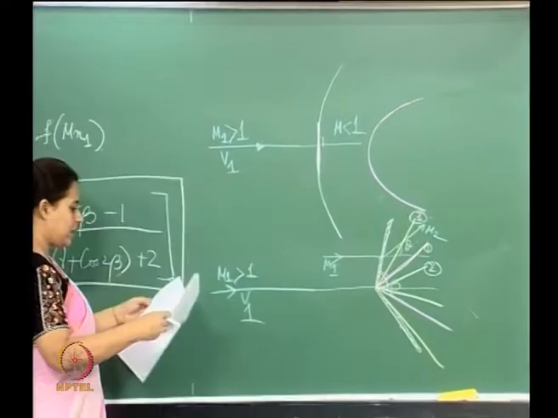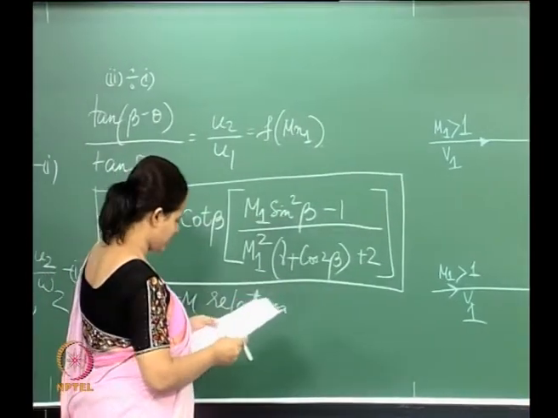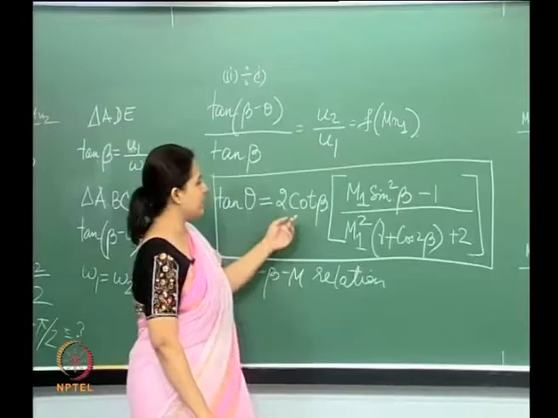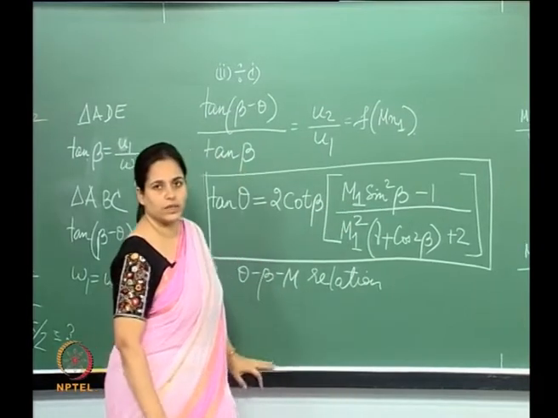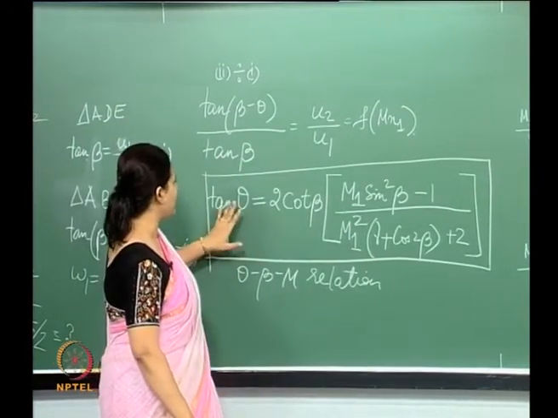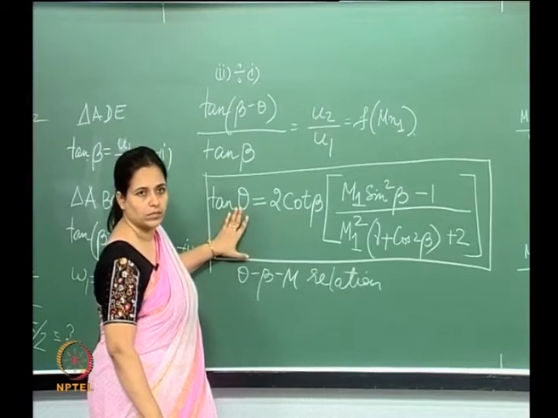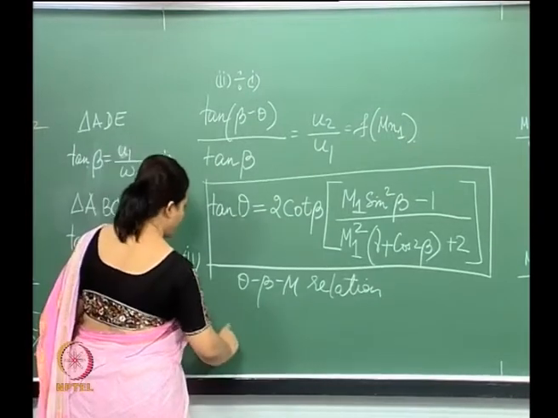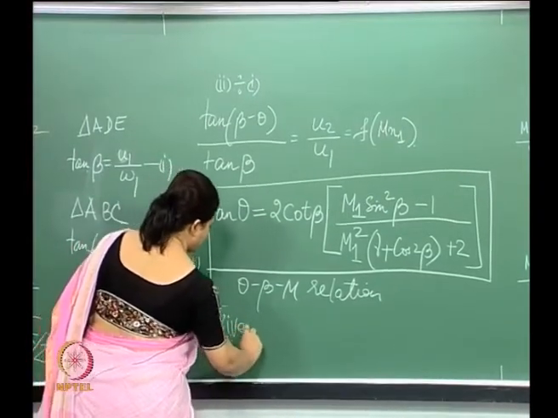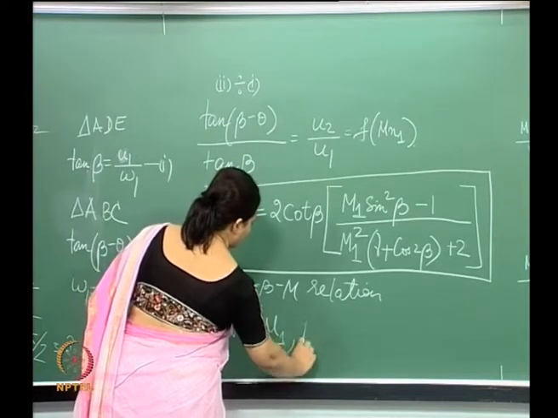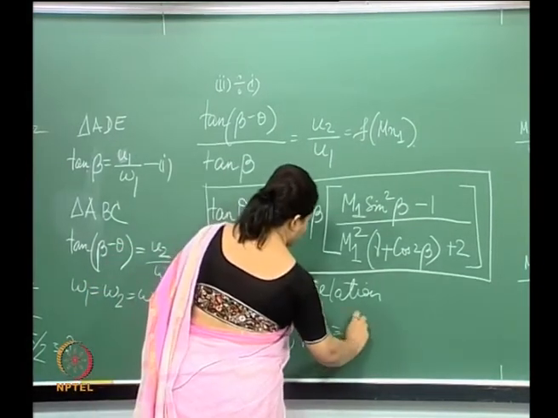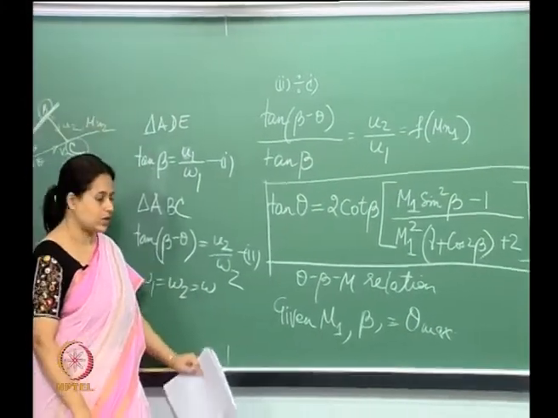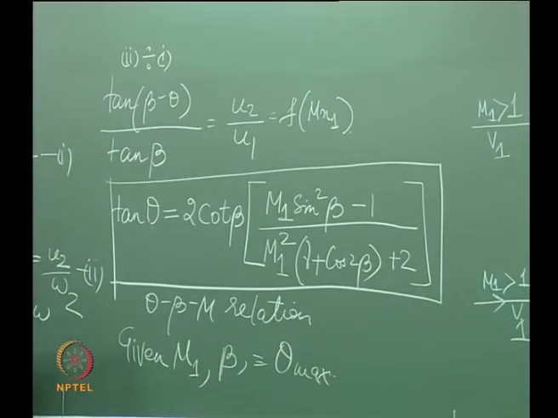So let us just look at that in a little more detail. If beta is given and M1 is given, there is a corresponding maximum theta that this can attain. There is a corresponding maximum theta, which means that for a given Mach number and beta, there is a corresponding theta max.